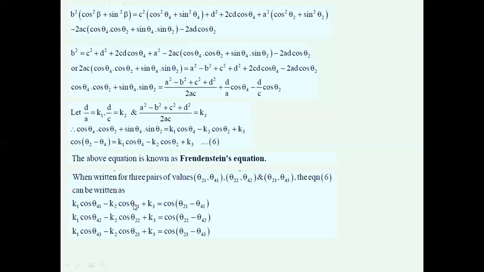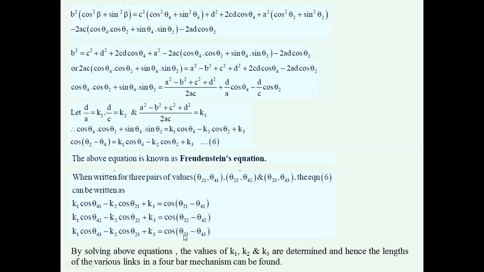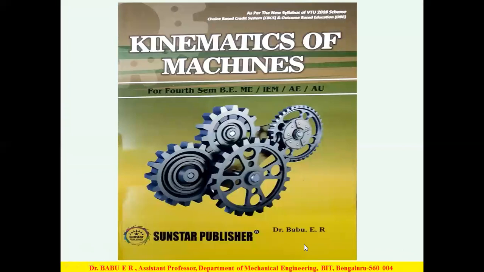So when you solve these 3 equations, we'll get the values of K1, K2, K3. Solving these equations, the values of K1, K2, K3 are determined, and hence the lengths of the various links in a 4-bar mechanism can be found. Once we know K1, K2, K3 in terms of the dimensions of the 4-bar mechanism, we can easily calculate the lengths of the links. For more information, you can refer to the textbook. Thank you.